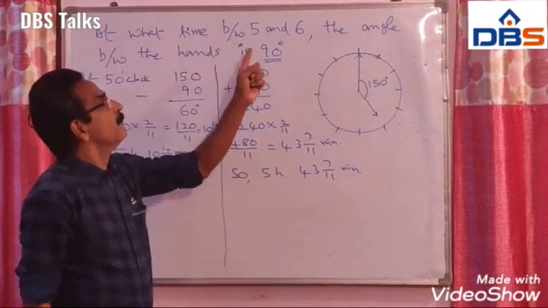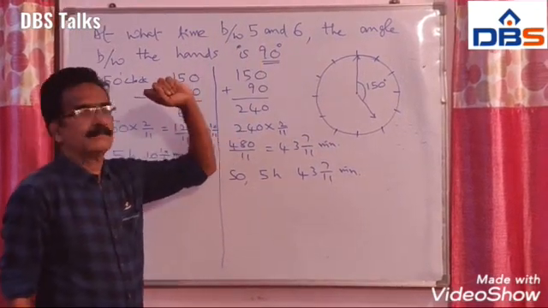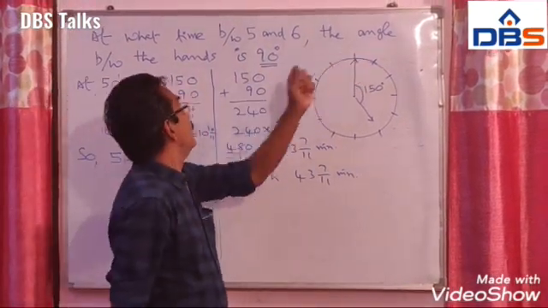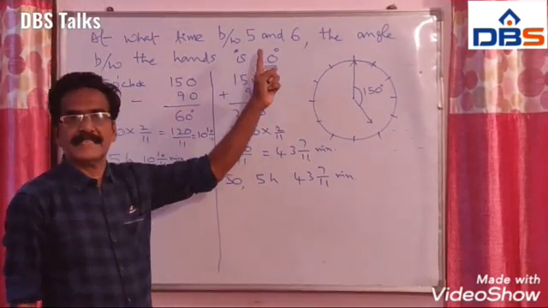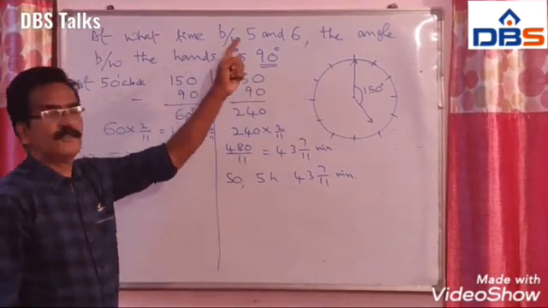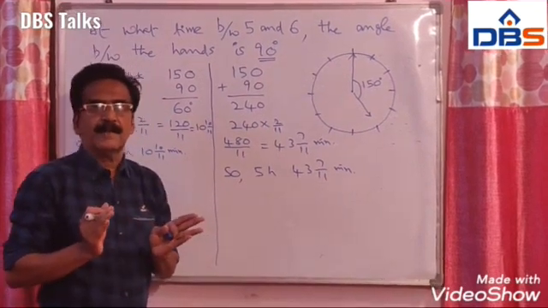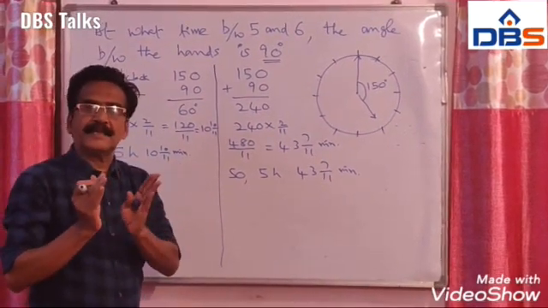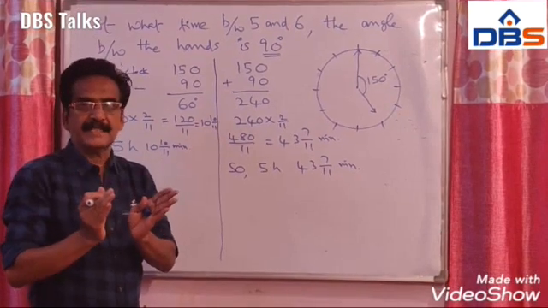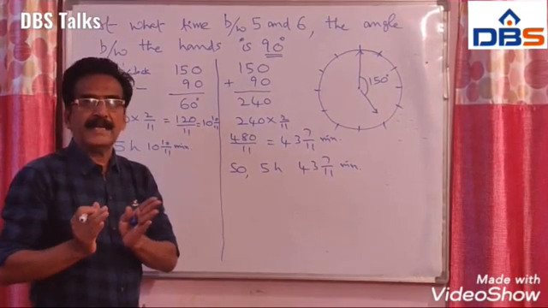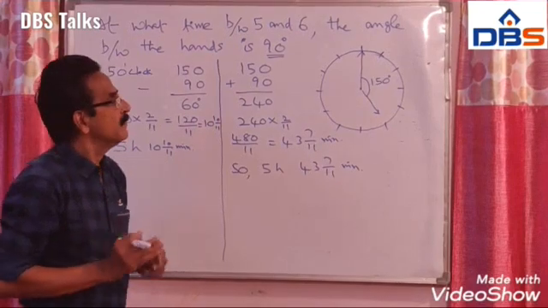At what time between 5 and 6 is the angle between the hands 90 degrees? At what time between 5 and 6? So the time is between 5 and 6 and the angle between the hands must be 90 degrees. So at that angle, what is the time?